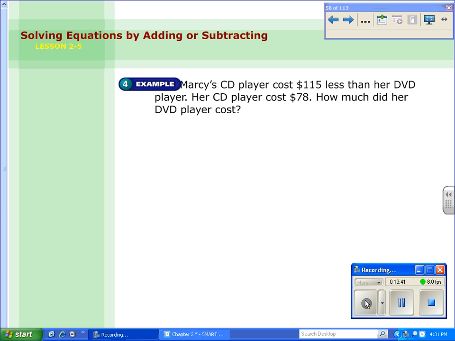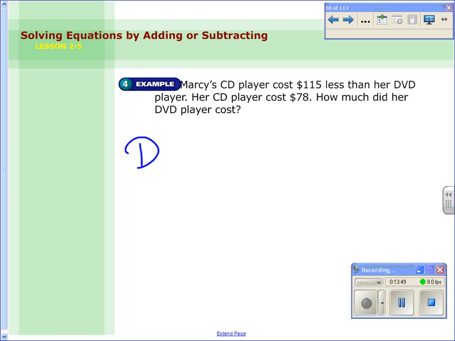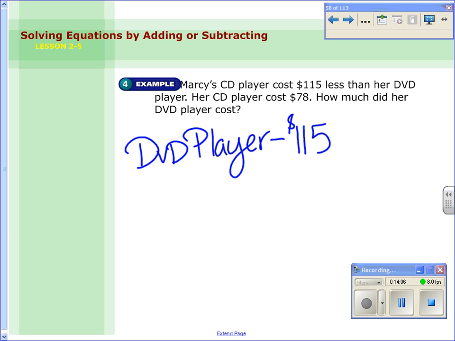All right, so to set up this equation, let's see. We know we're going to talk about our CD player and our DVD player. Well, her DVD player, we don't know what that costs. But we know, basically, that her CD player, we know that it was $115 less would give us the price of her CD player.